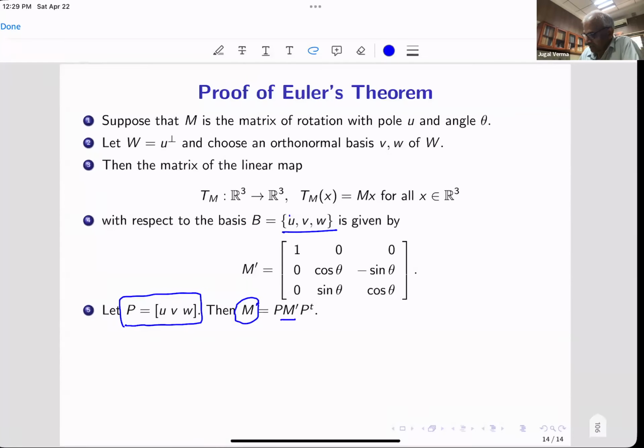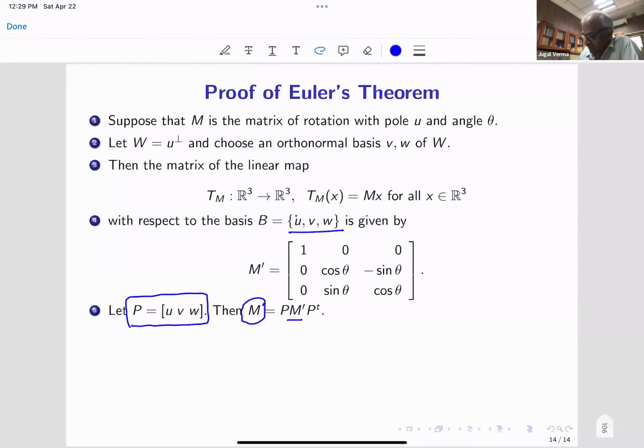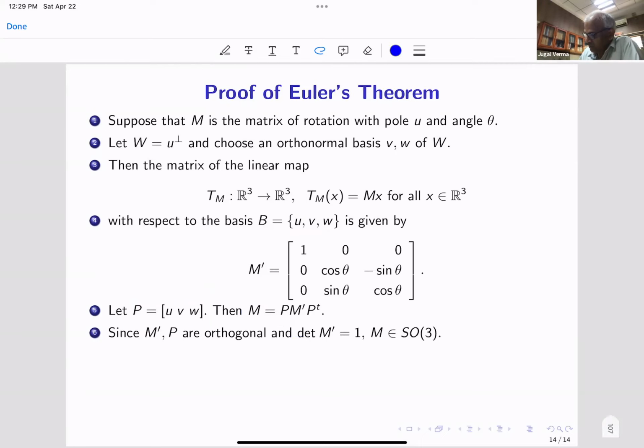So M is P M' P transpose. But P is an orthogonal matrix because the column vectors are an orthonormal basis of R3. And M' is an orthogonal matrix, a matrix in SO3. Okay, its determinant is 1. It's an orthogonal matrix. So therefore M is in SO3, because of this change of basis formula.